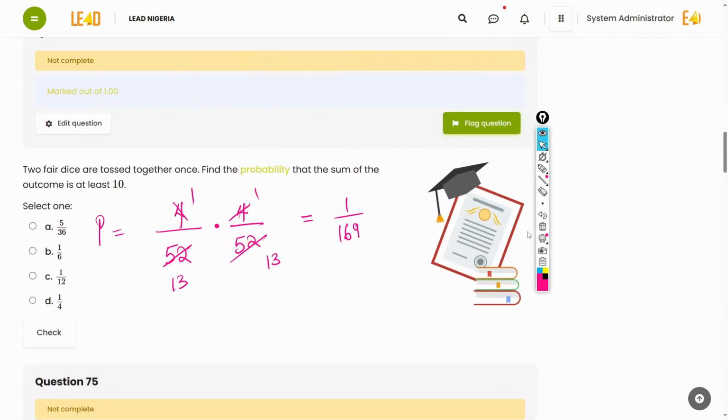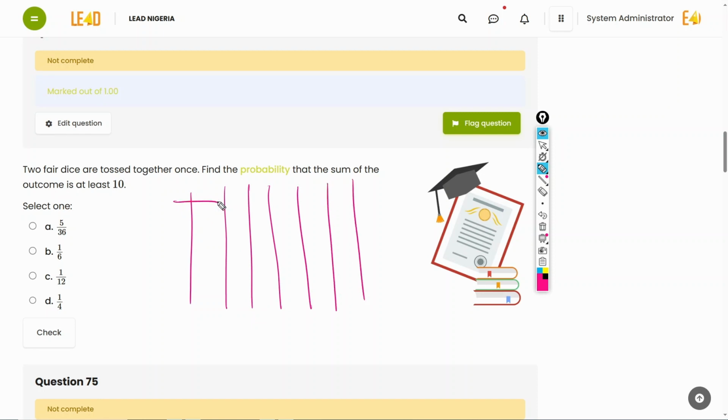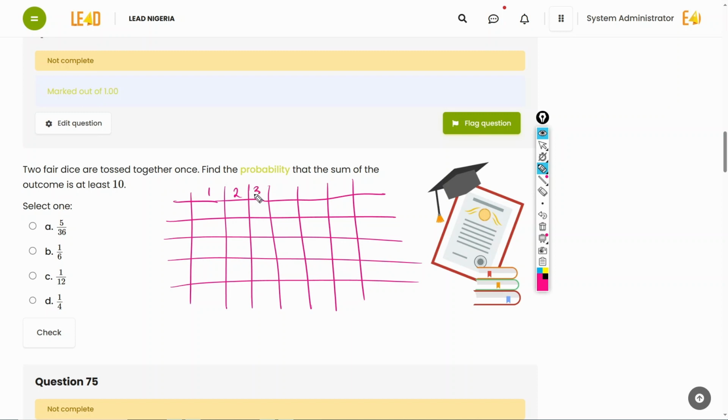Okay, 74. 2 fair dice are tossed together. What's the probability that the sum of the outcome is at least 10? Okay, so for this, we'll have to draw the sample space, right? We'll have to draw the sample space for the sum of a pair of dice. This is 1, 2, 3, 4, 5, 6. 1, 2, 3, 4, 5. I need another one. That's 6. Okay, so that we can write out the sum. All right, the sum of everything. Okay, so you need to practice this yourself.